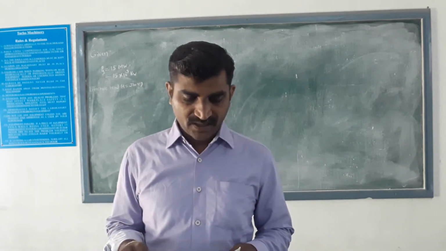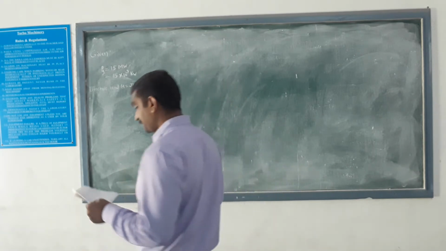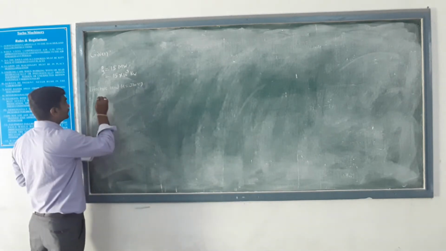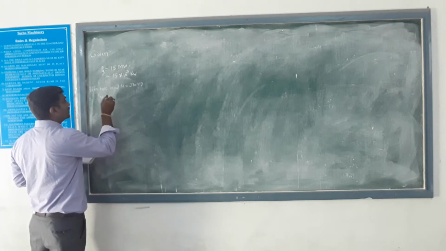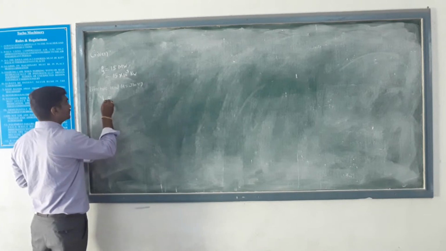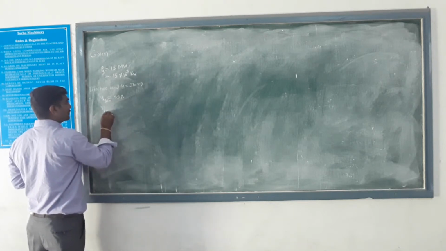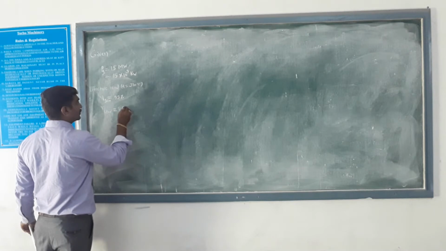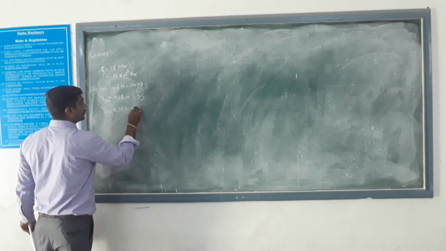Now, the generator and turbine efficiency are 95% and 86% respectively. Generator efficiency is 95% and turbine efficiency is 86%. Overall, 0.95 into 0.86 equal to 0.82.